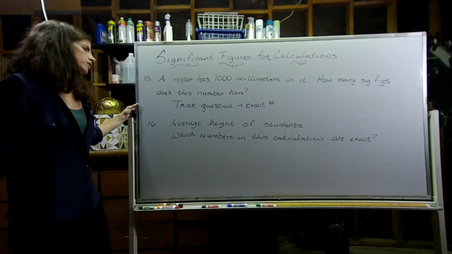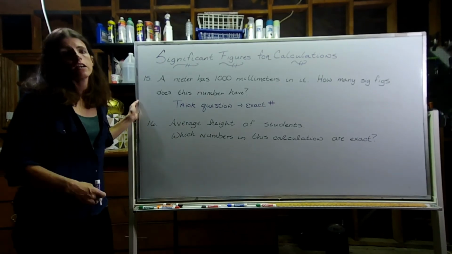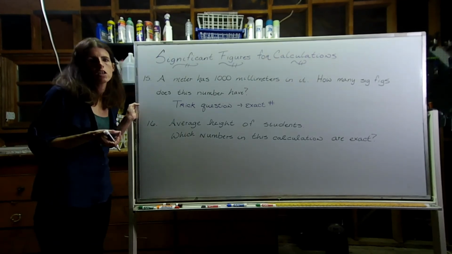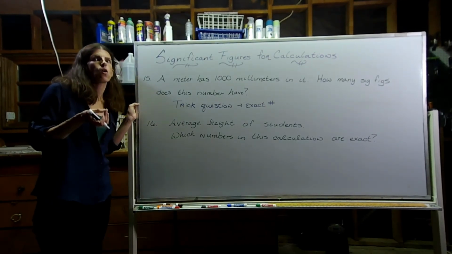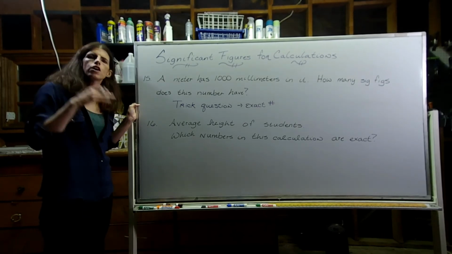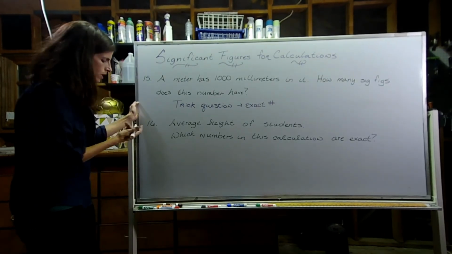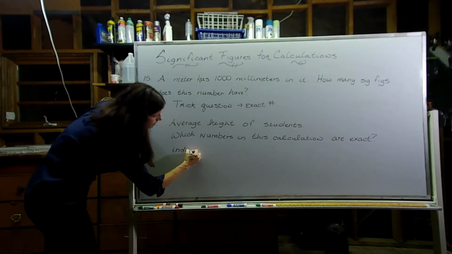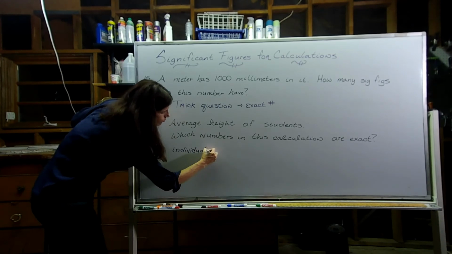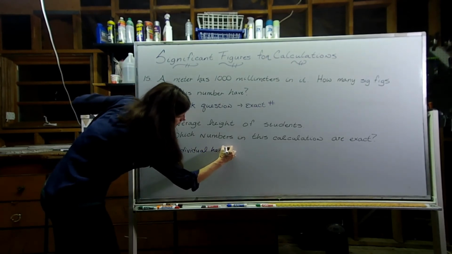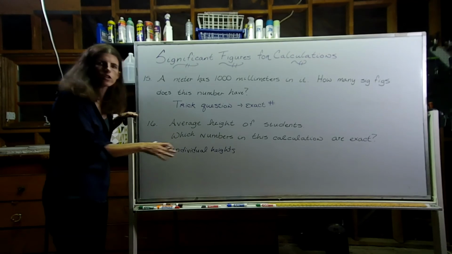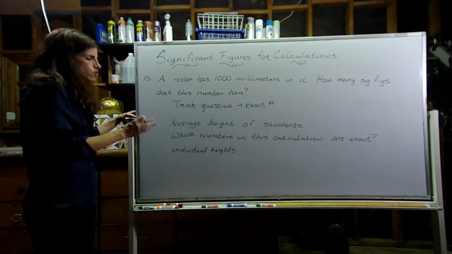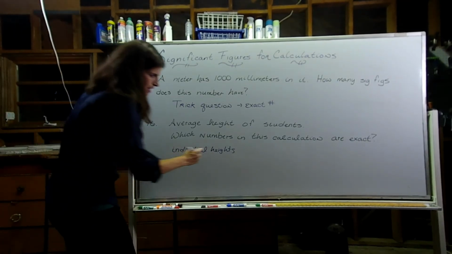On the next question, someone's trying to calculate the average height of students in the class. Which numbers in their calculation are exact? So think about this. If you were going to calculate the average height of students, you would need to measure each student individually. So you'd have a whole bunch of individual heights, and maybe you'd use a ruler to get their heights. Well, once you start using a measuring device, you're going to have that uncertain digit, so that's not going to be exact.